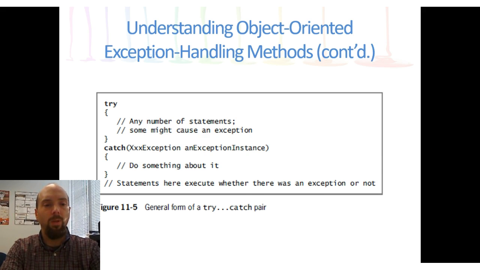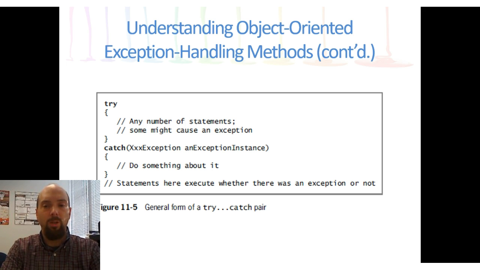Alright, so the way that this looks is that we have a try block here. Notice try is the keyword, and then in curly brackets we put the code that we want to run. Then we have our catch statement, and then in curly brackets, what do we want it to do if it catches an exception?